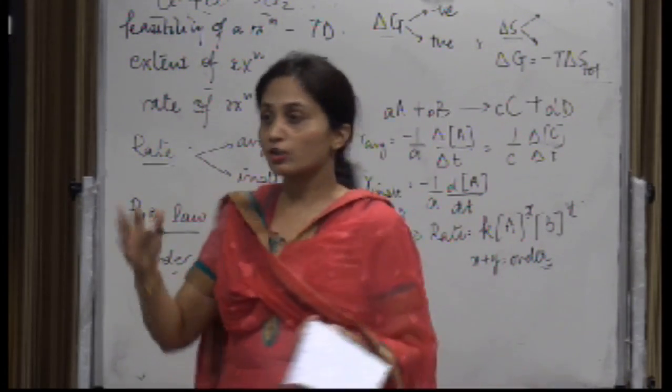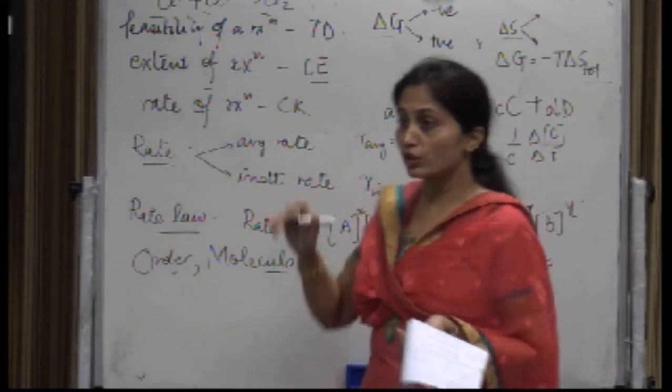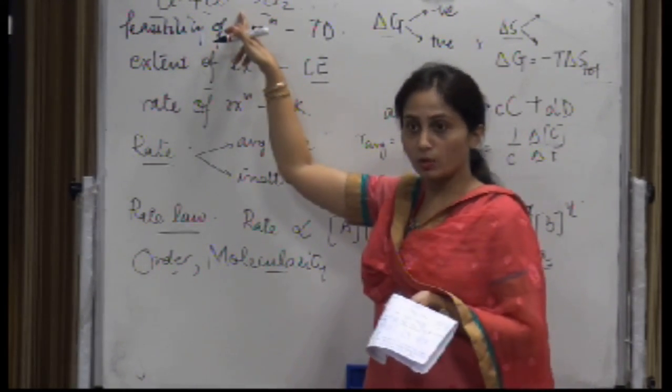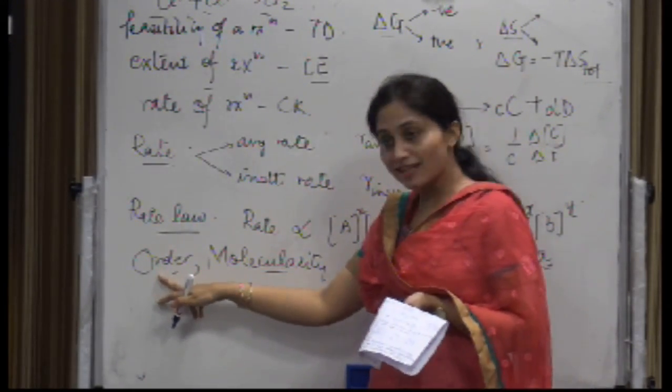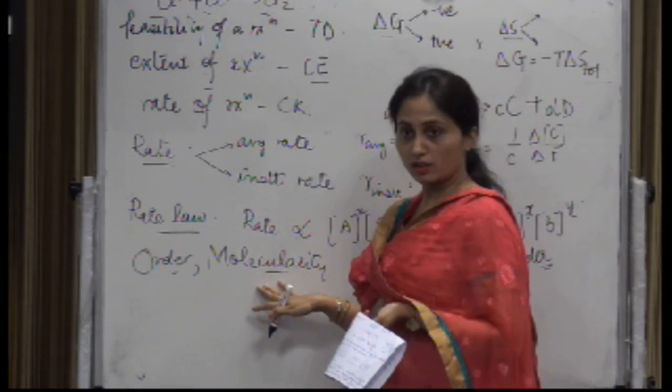So that means you can tell this just by looking at it. So this is not an experimentally determined thing. You can talk about it theoretically also. So while order is an experimental concept, molecularity is a theoretical concept.